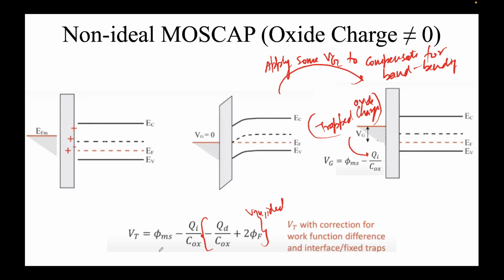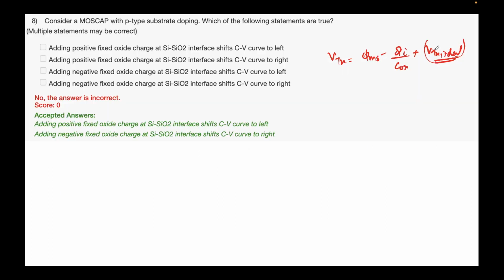Okay, so first let me write the expression for VTH. VTH is phi ms minus Qi by Cox plus, let's say, some VTH ideal. And I'm ignoring phi ms here, so let's not worry about that. So VTH will be equal to VTH ideal minus Qi by Cox.